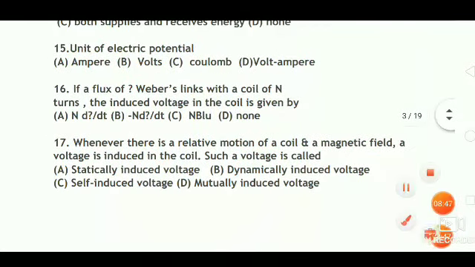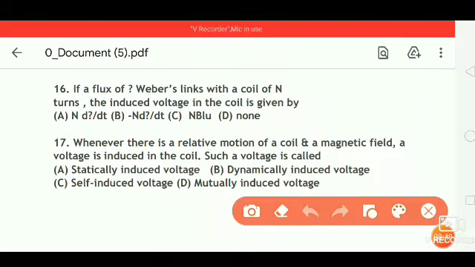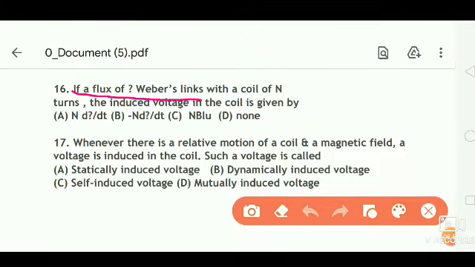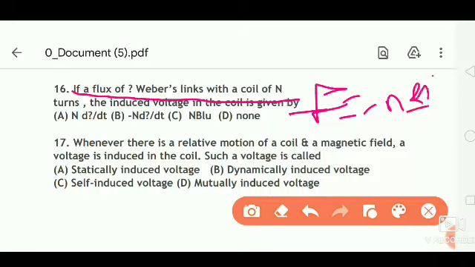So the next question is, in a flux linkage of Weber in a coil of N turns, the induced voltage of the coil is given by. Here we get from Faraday's law e equal to minus N dφ by dt. Here the options are N dφ by dt, N di by dt and so on. Here we get N dφ by dt. So option B is the right answer.